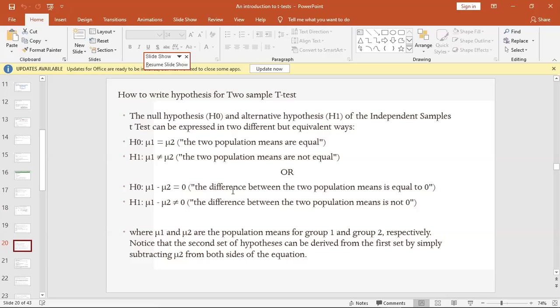Or in another way, you can write it this way: mu1 minus mu2 equals 0, the difference between the two population means equals 0. This is similar to the previous one, right? If you take mu2 to this side, it will be the same: mu1 equals mu2. So you can write either this way or this way.